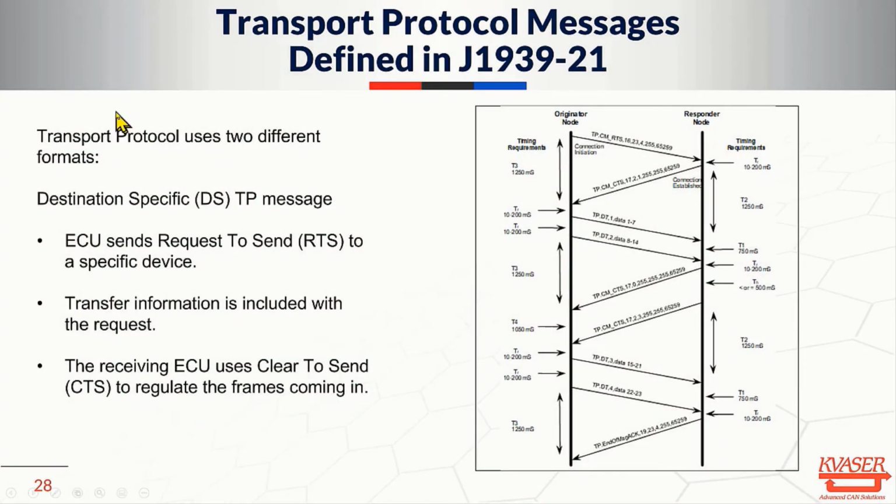There's also a request to send, clear to send method of transmitting a transport protocol message, where the originating node sends a request to send. The receiving node responds with a clear to send and tells the originating node how many bytes of data can be sent in each group. Then the originating node can start sending those bytes of data in groups of that size, waiting for other clear to sends until the sequence is over. That's the request to send, clear to send sequence to send the transport protocol data.